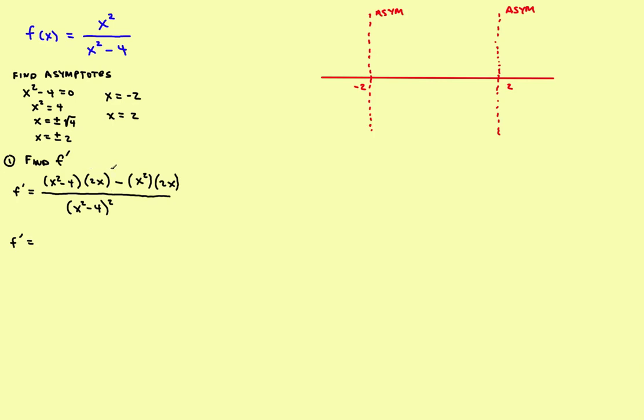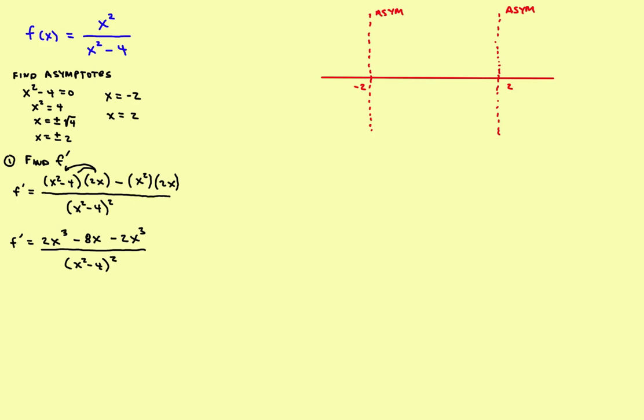Now, first thing you have to do is to distribute this 2x. So 2x times this and 2x times this. So this is going to give you 2x cubed minus 8x, and then multiply these two together and you'll have minus 2x cubed. And again, the whole thing is over x squared minus 4 quantity squared.